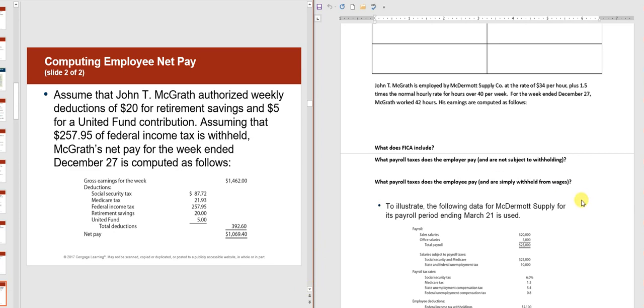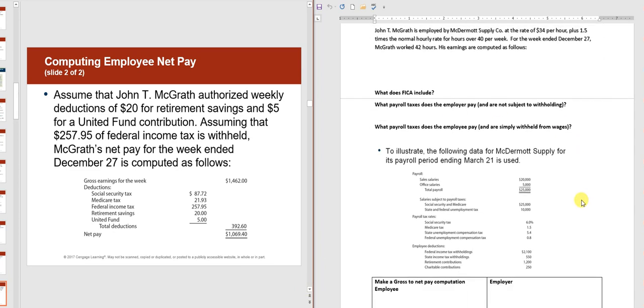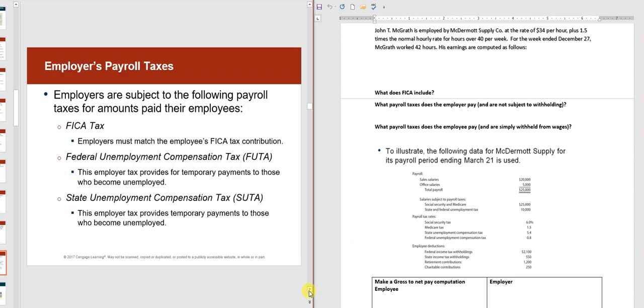Okay, so I'm going to skip this one and go on to this one. Two employers. What taxes does the employer pay? The employer pays FICA, so a matching FICA. So notice it says match there.